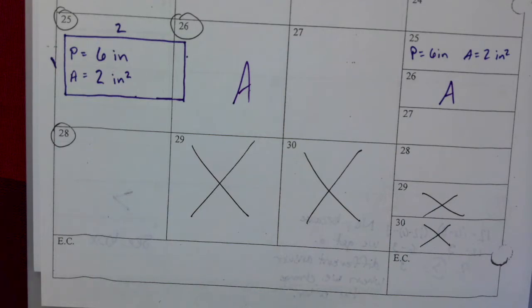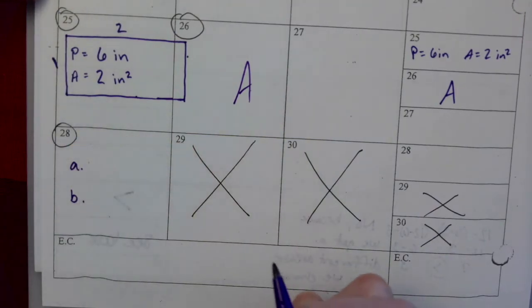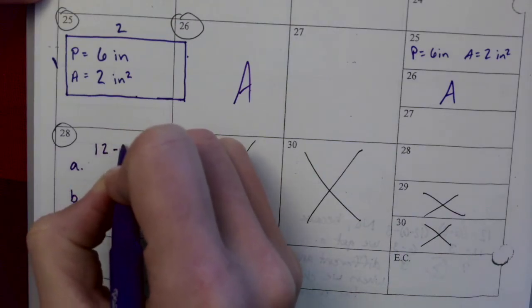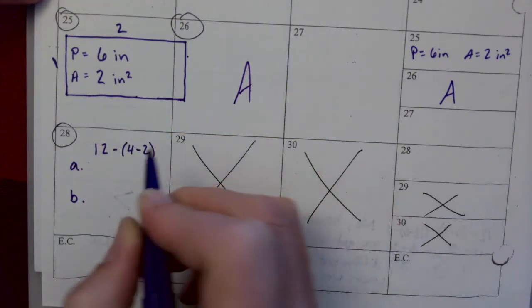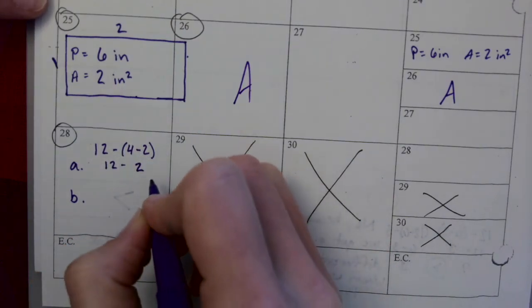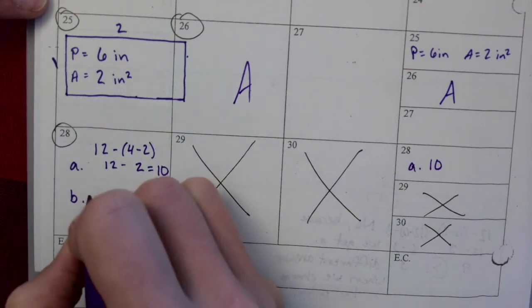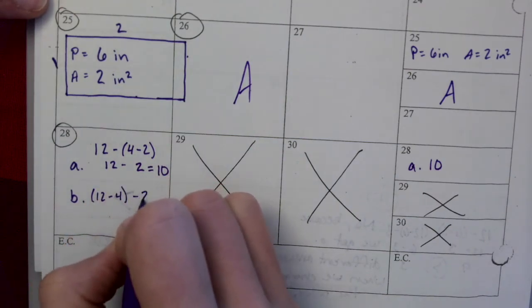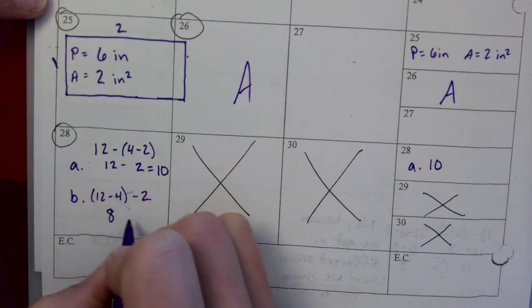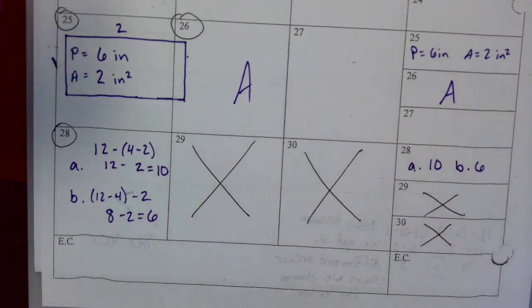28. Describe the order of operations, then find the number each expression equals. We're just going to write what the answer is. So A says 12 minus 4 minus 2. So first we do 4 minus 2, and we get 2. Then we've got to do 12 minus 2, and we get 10. So A, 10. B says 12 minus 4 in parentheses, and then minus 2. 12 minus 4 is 8. Minus 2 is 6. So B, 6. Excellent. Go ahead and finish the rest of your problems, and then tuck it back in your Thursday folder.